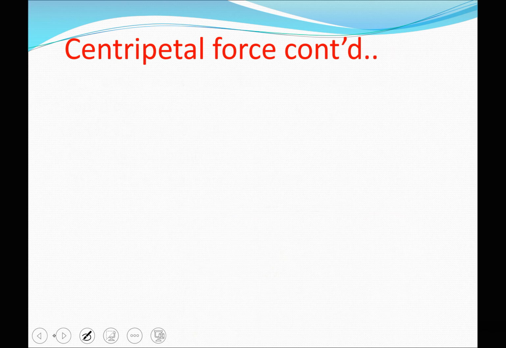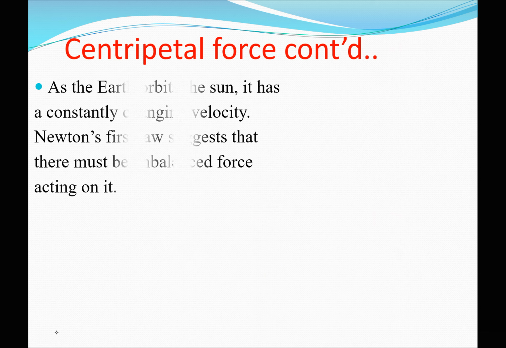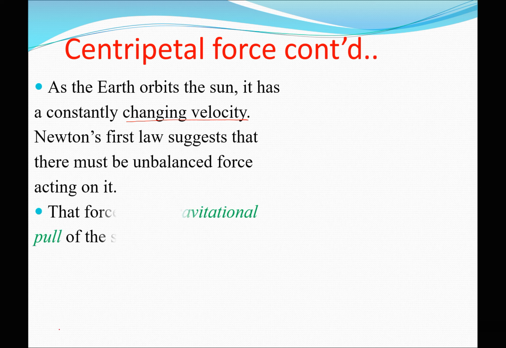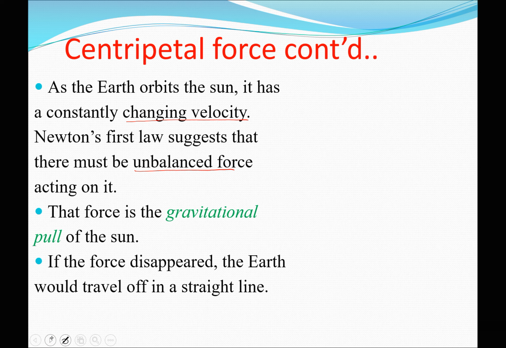Okay, so as the Earth orbits the Sun, it has a constantly changing velocity because the direction is changing. And Newton's first law suggests that there must be an unbalanced force acting on it. That's why there is a change in velocity. If there is no unbalanced force, we don't expect any acceleration, and therefore we don't expect the velocity to be changing. But even when the speed remains constant, since there is a change in direction for an object moving in a circle, you and me can agree that there must be an unbalanced force. There must be a resultant force acting on this body.